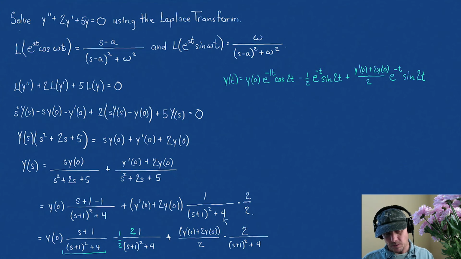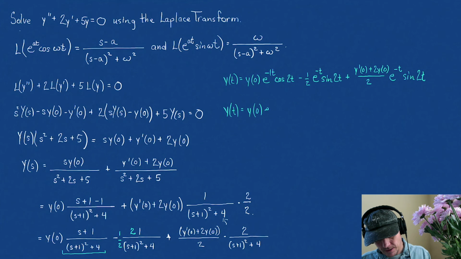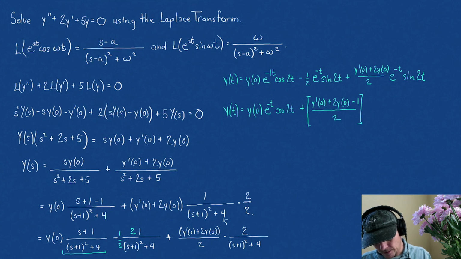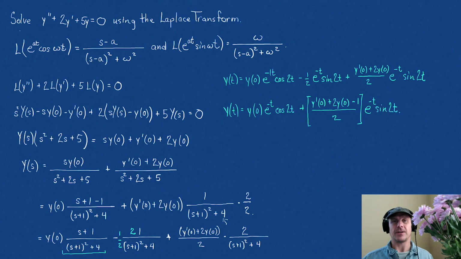And looks like you could go one step further and combine your sines. So let's do that. y of t is equal to y of 0 e to the minus t cosine 2t plus, and I'm going to write it this way, a coefficient which is going to be y prime. Oh, they have a common denominator, so all I have to do is write this as y prime of 0 plus 2 times y of 0 minus 1, all of that over 2, times e to the minus t sine of 2t. And there it is, we've solved that problem.